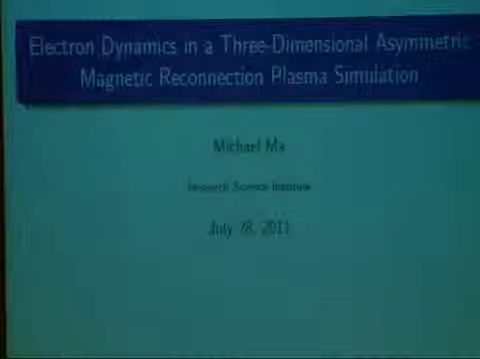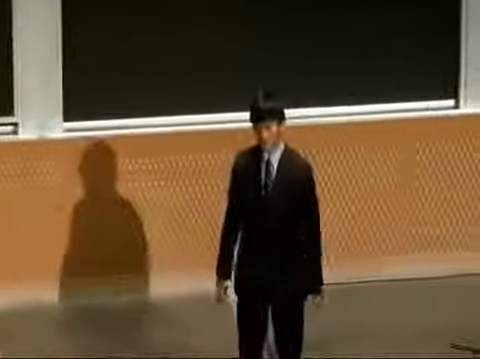Our next speaker is Michael Ma, who worked with Mr. Ari Lee and Professor Jan Egedal at MIT. He will speak on electron dynamics in a three-dimensional asymmetric magnetic reconnection plasma simulation.